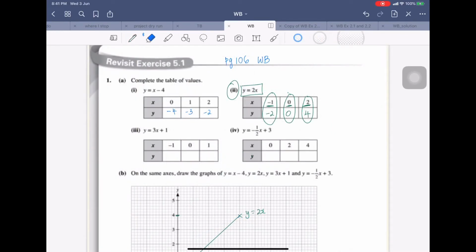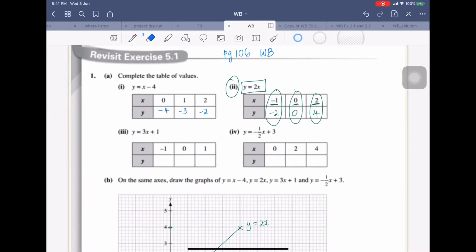Now let's look at part 3. For part 3, basically it's the same thing. I will sub each of the values of x into the equation. Let's start off with x is -1. So when x is -1, I sub into y equals 3x plus 1. You can use your calculator here. -3 plus 1 is -2. Write down -2 here.